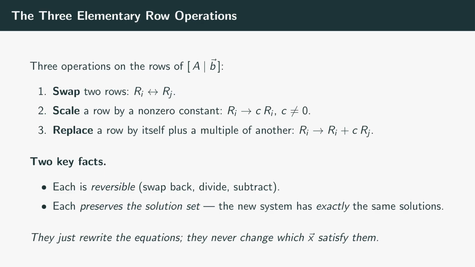Two facts make these moves safe. First, every one of them is reversible. You can swap back, divide by the constant, or subtract off what you added. Second, and most important, none of them changes the solution set. The system you get afterwards has exactly the same solutions as the one you started with. So we may apply these operations as often as we like, in any order, confident that we are simplifying the numbers without ever disturbing the answer.